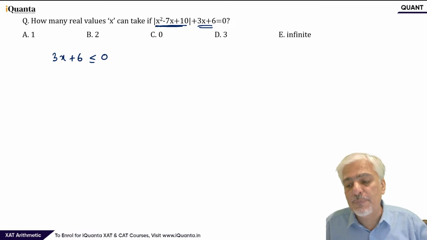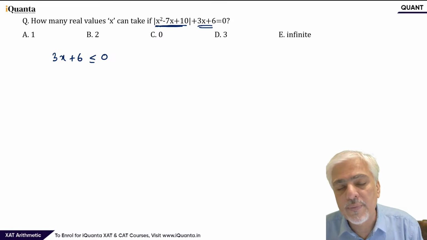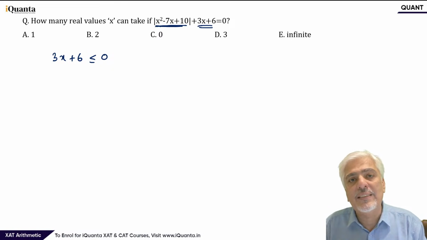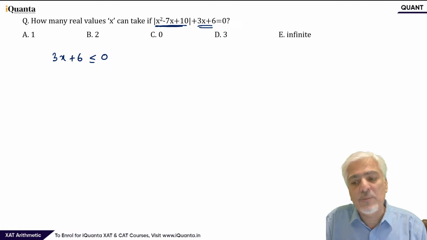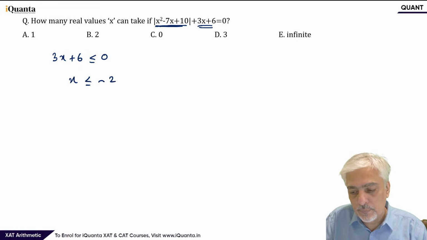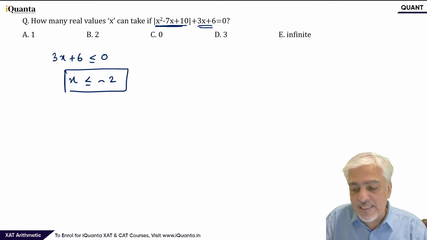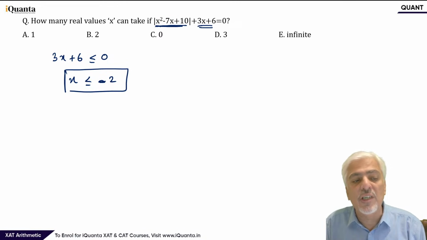Has everybody understood this part first? Just say yes or no. Have you all understood 3x plus 6 is less than or equal to 0? Right? So can I say if I divide this by 3, x plus 2 is less than or equal to 0, and therefore x is less than or equal to minus 2. So x has to be less than or equal to minus 2.